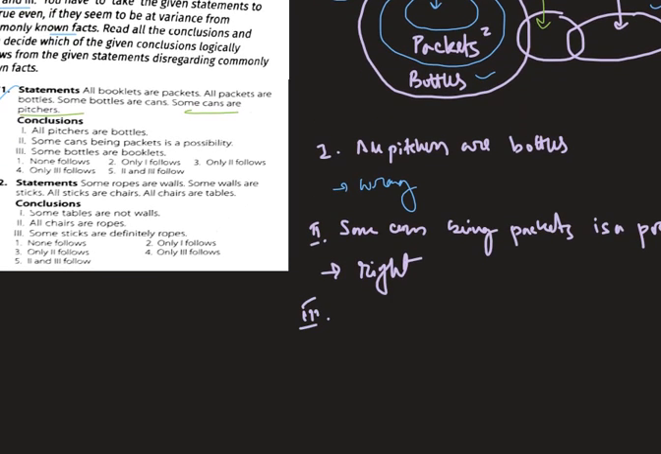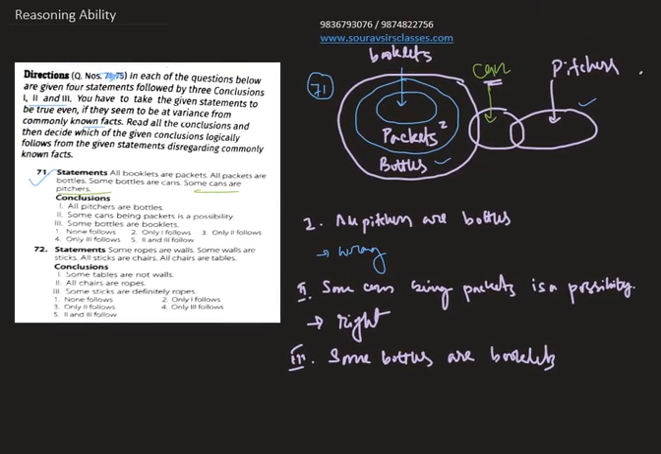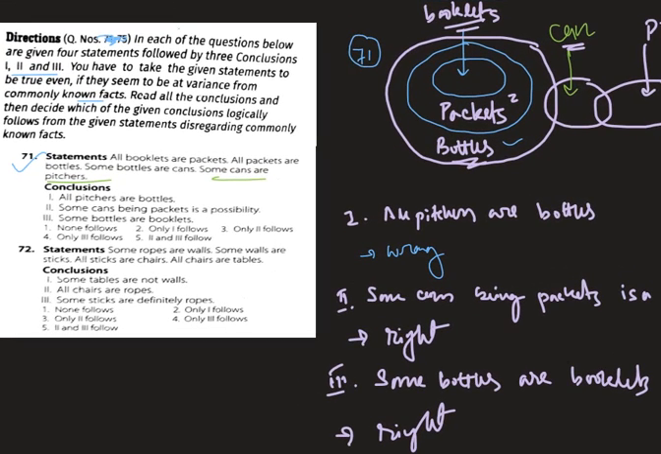Now let's see the third conclusion, that is, some bottles are booklets. As we can see, this is the bottle set and this is the booklet set, and from this Venn diagram we can say that some bottles are booklets. Therefore this statement is also right. Therefore the correct answer is 2 and 3 follow. Therefore 5 is the correct answer.